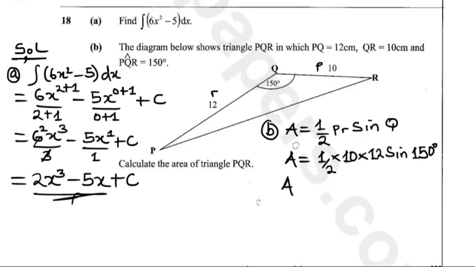So area is going to equal to, now let me say something about sine 150. Sine 150 is under special angles, and it is the same as 1 over 2. If you follow special angles, sine 150 is the same as 1 over 2. So under sine 150, we are just going to simply write 1 over 2, half.